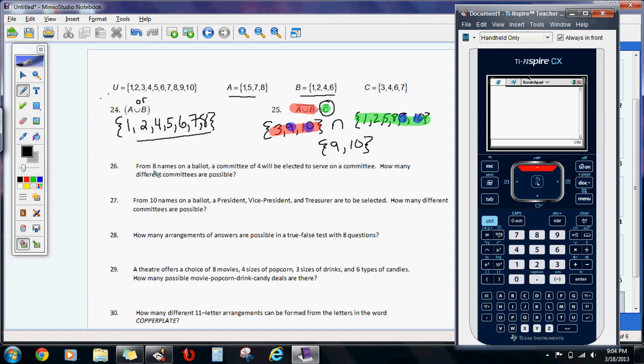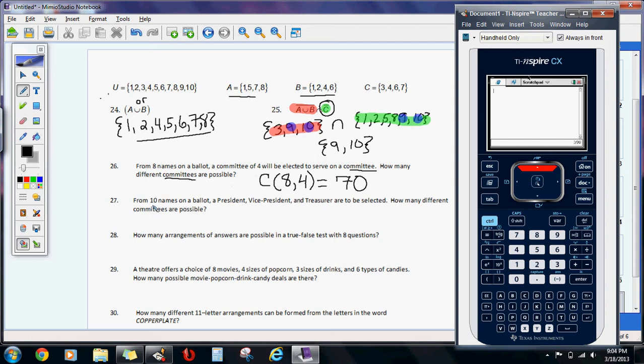Okay? Now moving to number 26. We have 8 names on a ballot. We're going to select a committee of 4 people to serve in this committee. How many different committees are possible? These committee problems, when there's no role assigned, those are combination problems. So it's a combination of, I have 8 to choose from and I'm choosing 4. Of course, you can use your formula for that. We've taught you how to do that, but at this point, you can absolutely use the calculator, and you can see that there are going to be 70 different committees possible. So committees without roles assigned, that's going to be a combination.